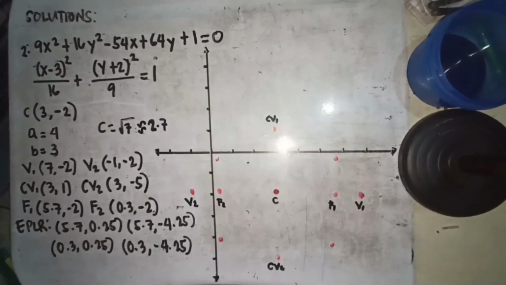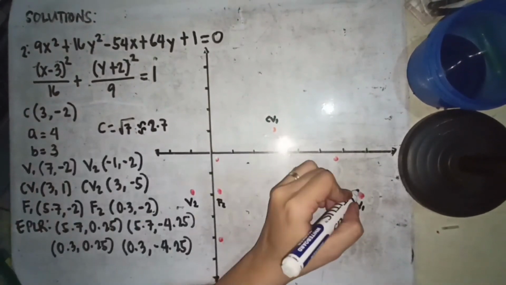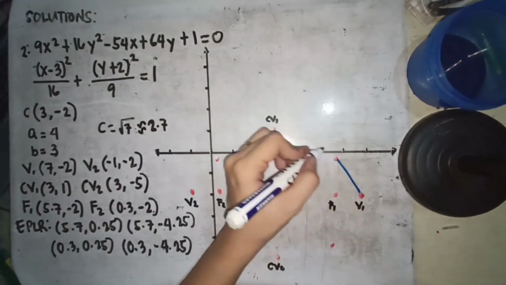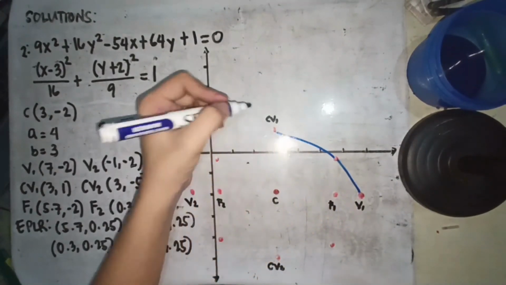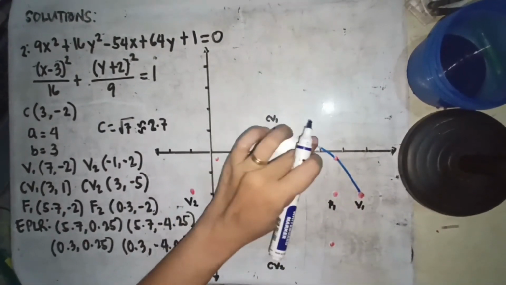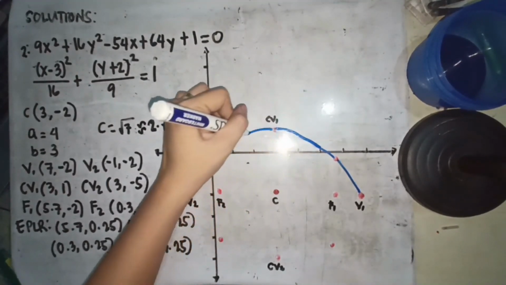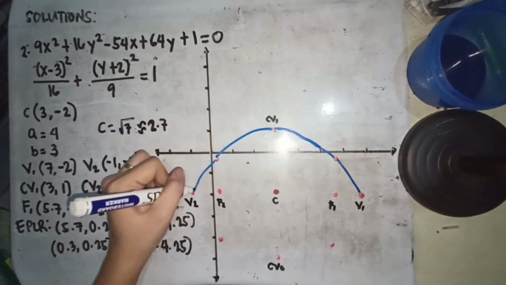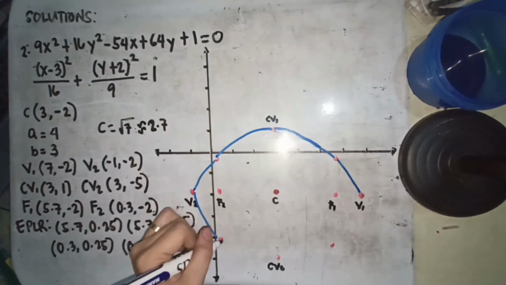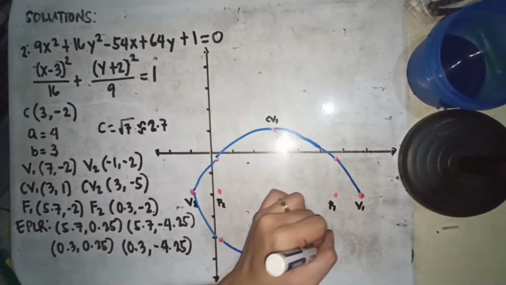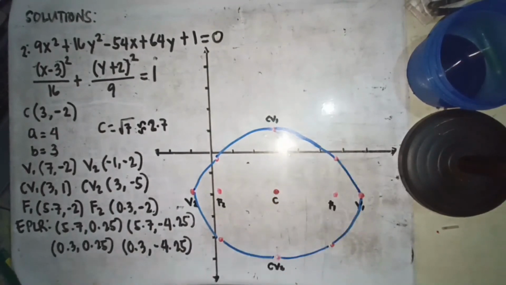Since it is complete, we can now connect them. So from vertex 1 to CV, okay, we have CV sub 1. Okay, vertex 2, and back. Okay, so assuming that it is perfect, this is called a perfect ellipse. So this is the graph of our ellipse.